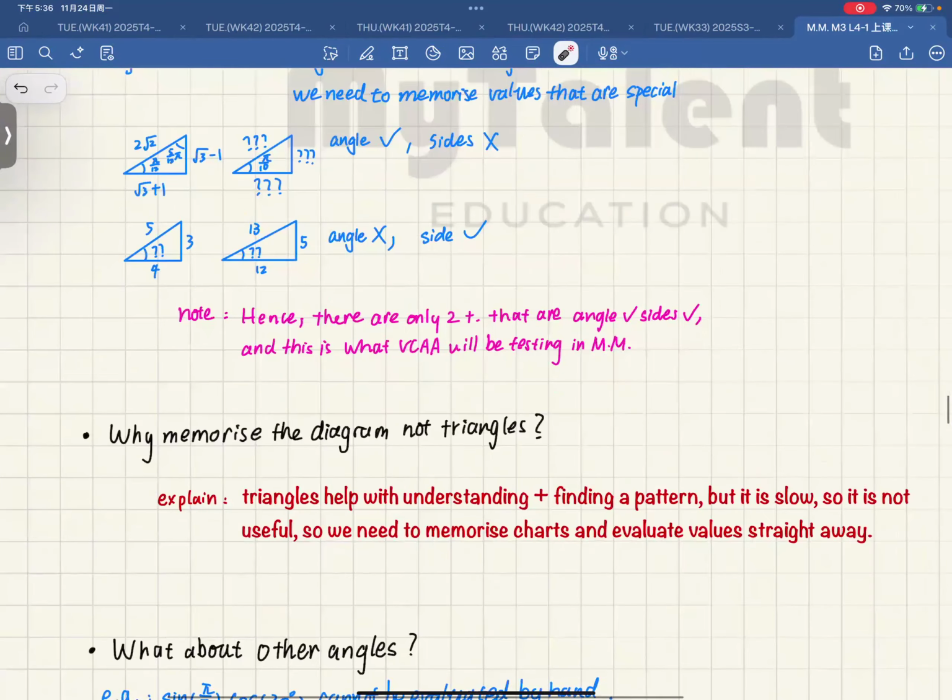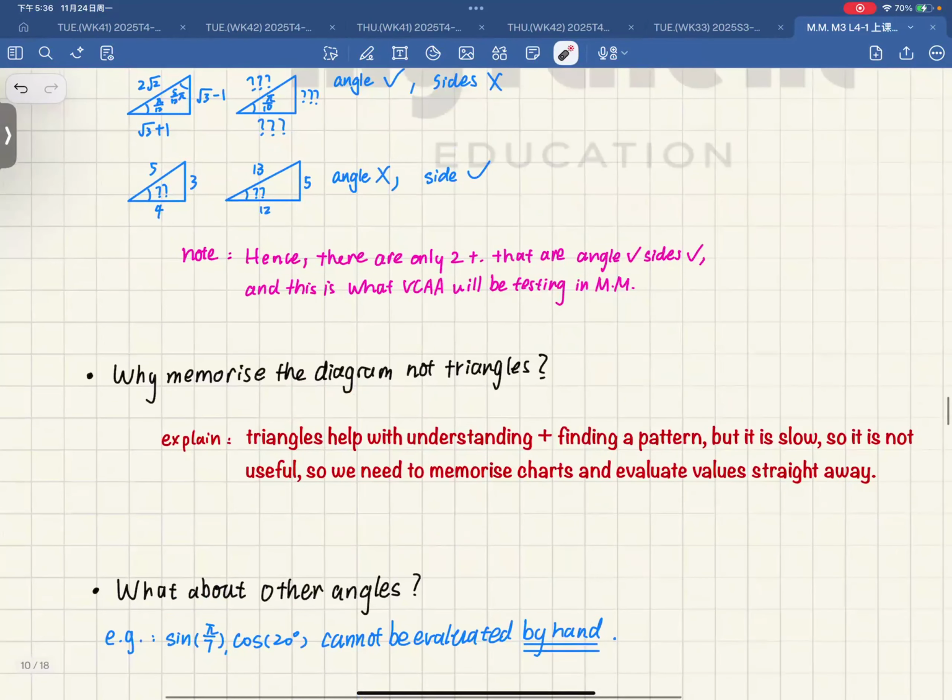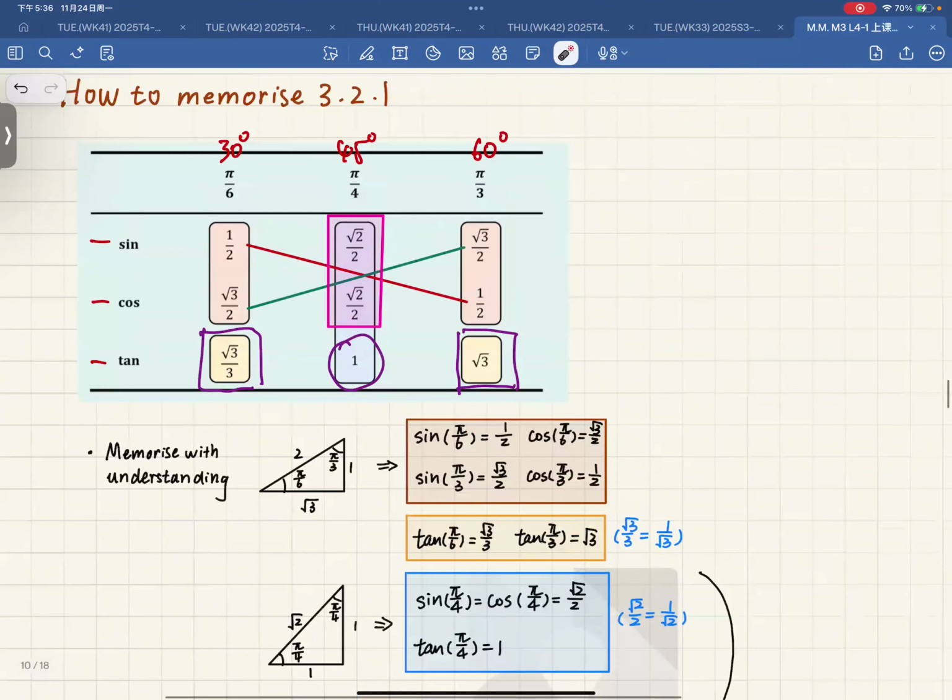So why do we want to memorize the diagram, not the triangles? Triangles help with understanding plus finding a pattern, but it's slow. So it's not useful. So we need to memorize the charts and evaluate values straight away. Otherwise, in your exam, you're going to spend too much time to find out this number. Try to memorize them.